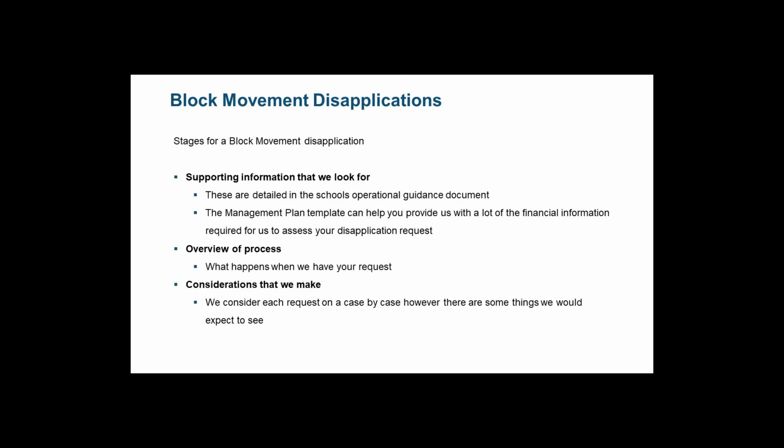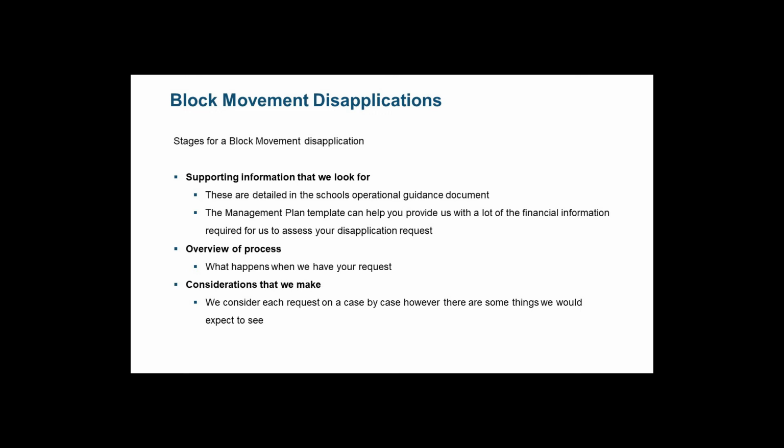Thank you. So the first thing that we look at is the supporting information sent to us alongside the disapplication requests. Most requests currently are to move money out of the schools block and over into the high needs block. So the guidance on the gov.uk website details all the information that we need to see for us to be able to fully consider the requests, as we've already discussed in an earlier slide. But for block movements, there are some additional specific requirements that we have.